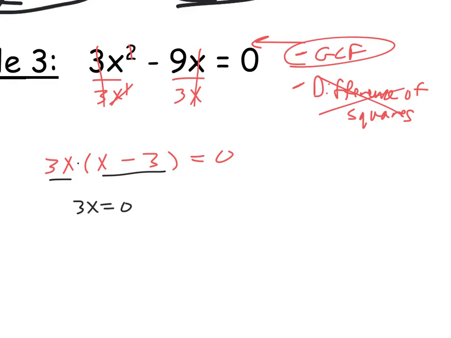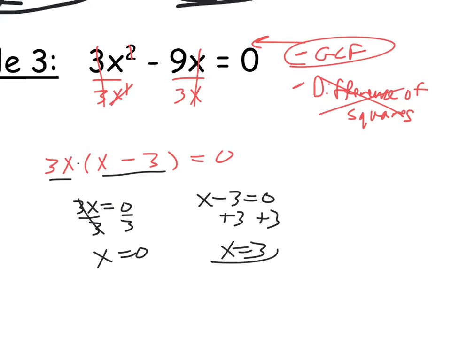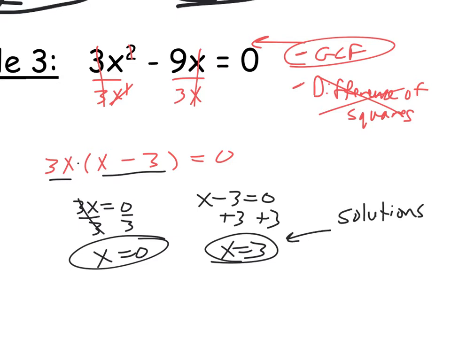3x equals 0, and x minus 3 equals 0. And then you just solve both of them. Here I'm going to divide by 3. 0 divided by 3 is 0. Here I'm going to add 3 to both sides, and x equals 3. There we go. Those are my solutions. Or you could call them roots. Sometimes they're called roots or zeros.